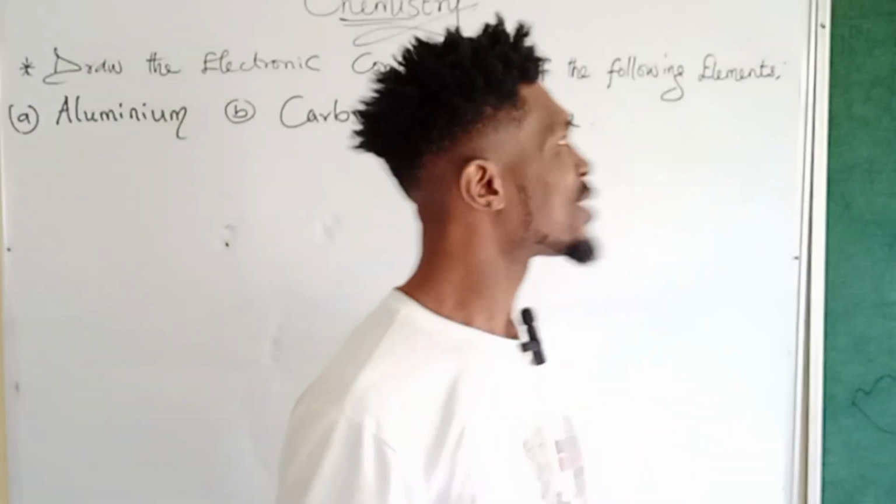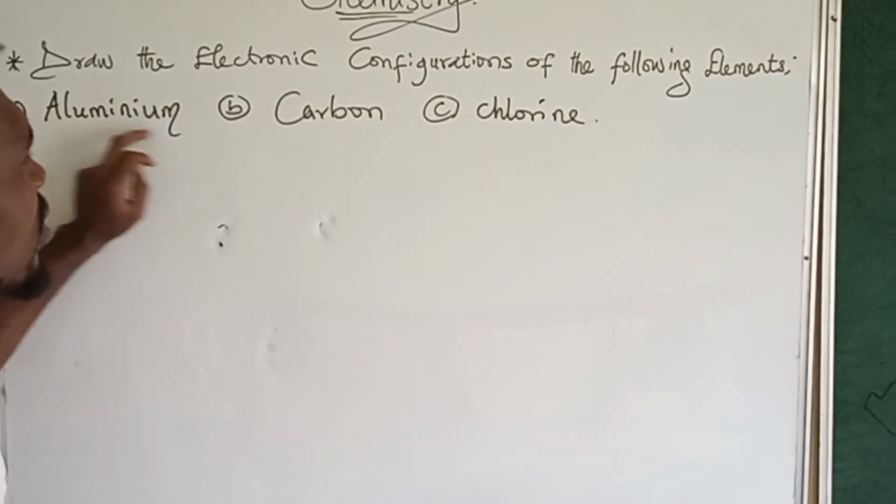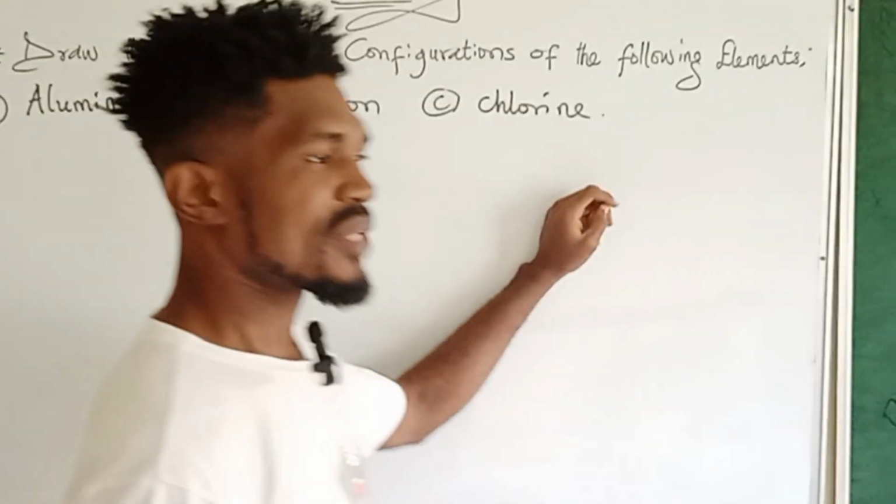Hello. Today we are going to draw the electronic configuration of aluminium, carbon, and chlorine.